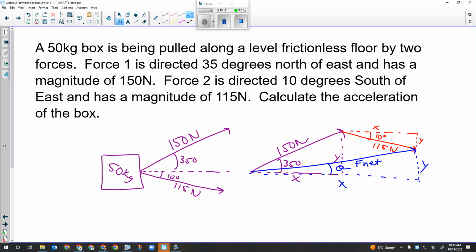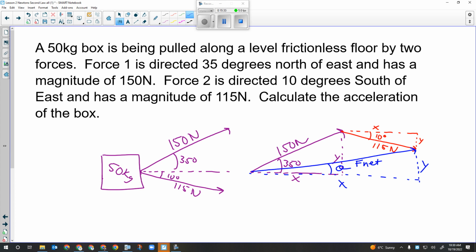Okay, there's my net force. Is it what I predicted? Mostly east and a little bit north. Okay, so now I can go about doing a vector addition thing, just like I would have done in Unit 1. I've got to find my x's and find my y's.